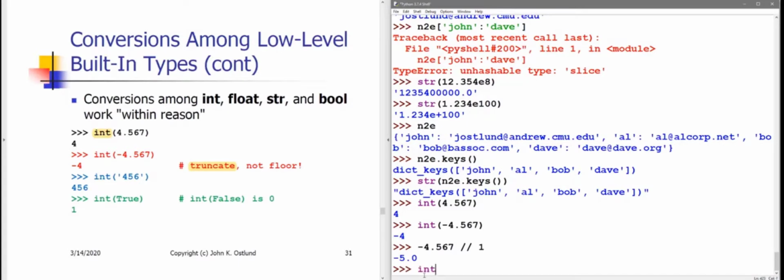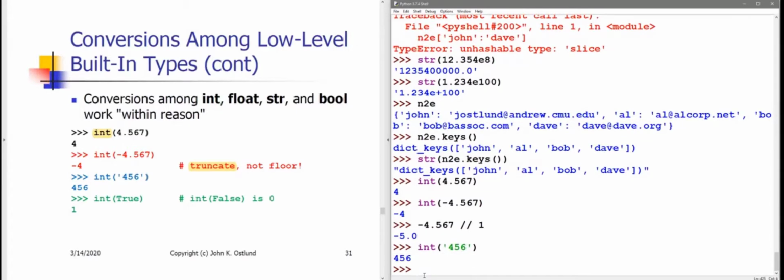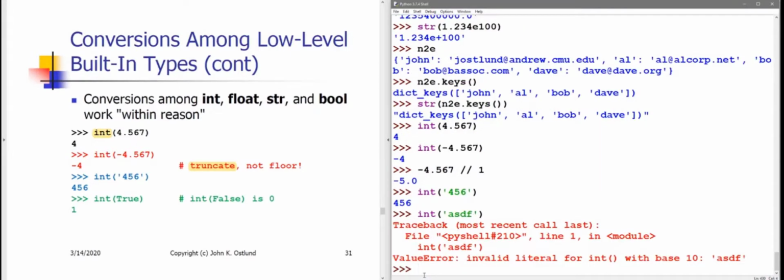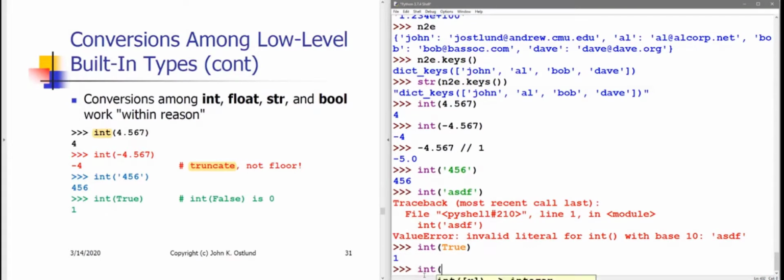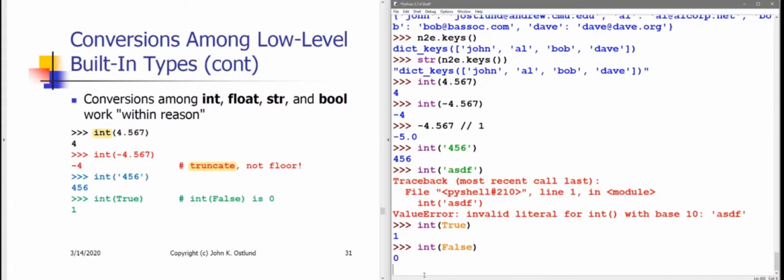You can convert a string to an int, assuming that the string does represent an integer value. If I try to convert some nonsense into an int, I get a complaint. I can also convert Booleans to integers, and it turns out that True converts to the value 1, whereas False converts to the value 0.